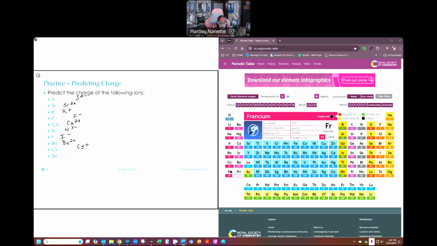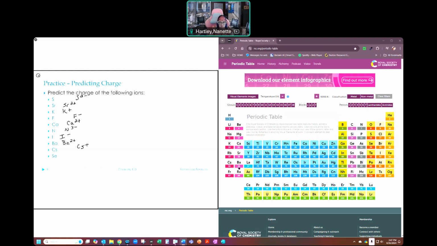And then finally, we want to look for Se. So Se is the next thing I need to find. Well, I don't see an Se here. I don't see him here. I don't happen to see him in here either. He's not there. Oh, look, there he is.